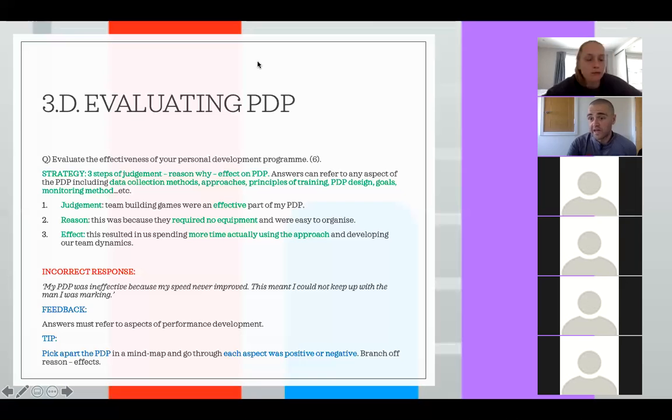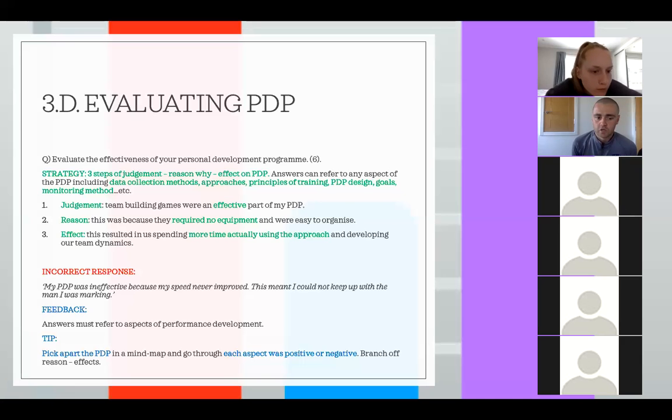Okay, well, if you look at it, it's about the game. They're talking about performance there. They're talking about not keeping up with the man they were marking. Talking about their speed never improving. But what part of the PDP are you talking about? Talk about the PDP. Talk about the training program. Evaluate that.